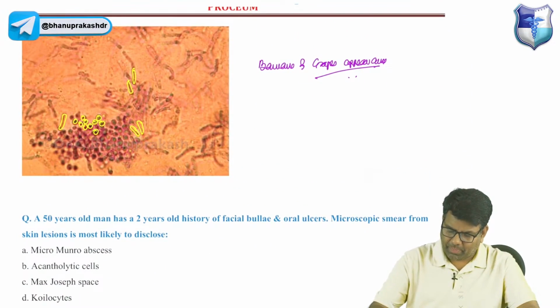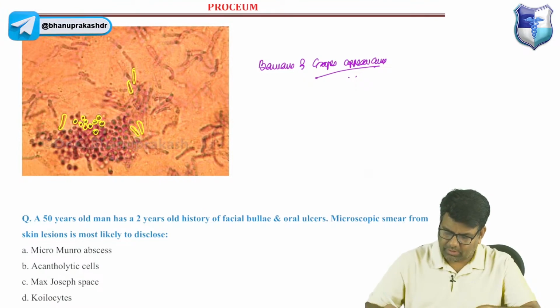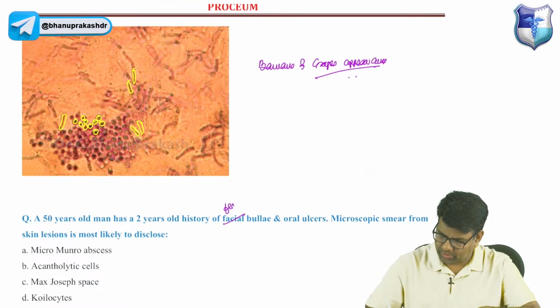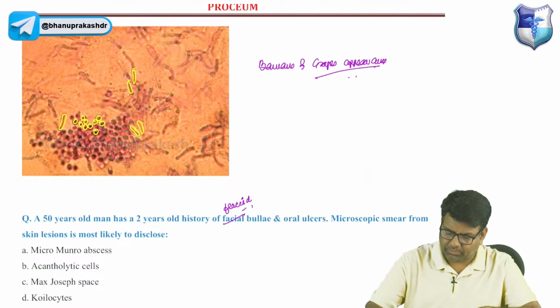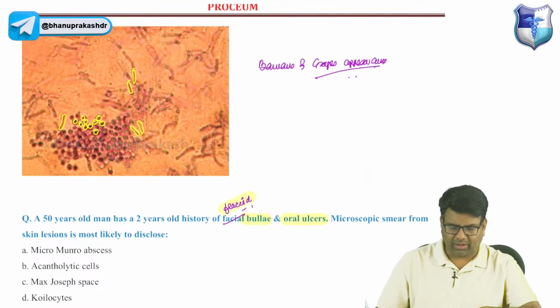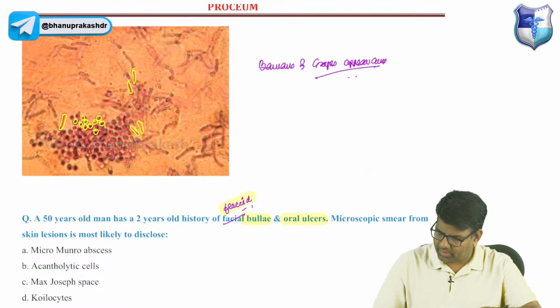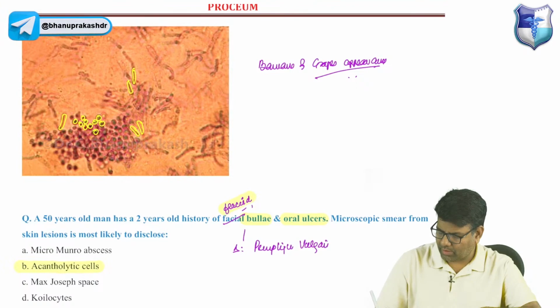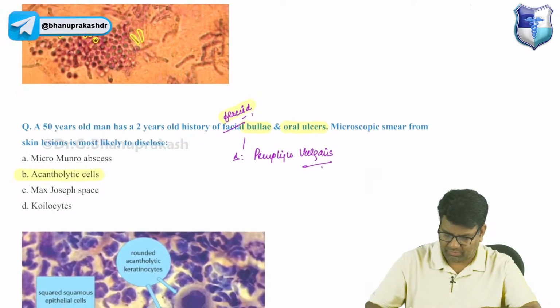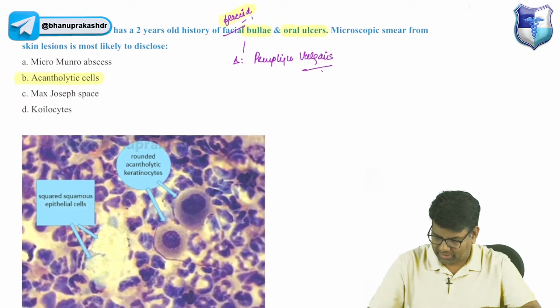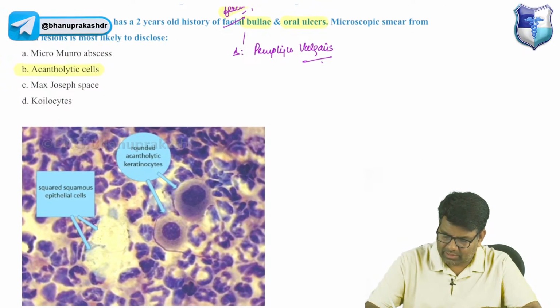Now, next question. There is a history of flaccid bullae with oral ulcers, and if you do microscopy, what will you see? Yes, very good. The condition is perfect. The answer would be acantholytic cells. Clinical diagnosis, pemphigus vulgaris, and if we prepare a Tzanck smear, we will see acantholytic cells. So now, what do acantholytic cells look like?